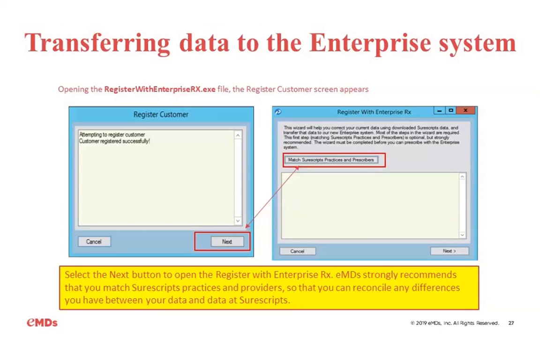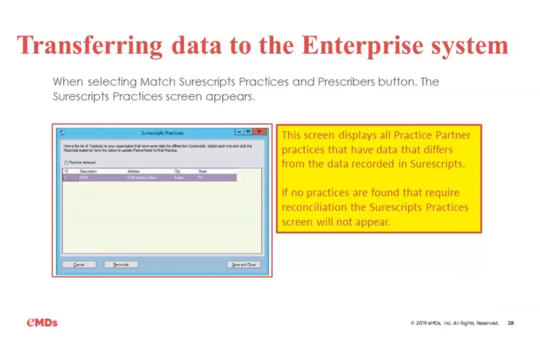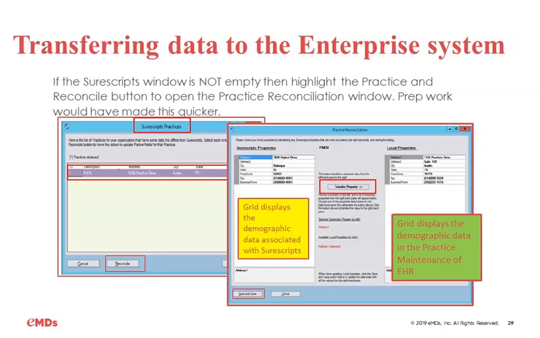On this slide, it shows you clicking next. Then you do the matching. You click the matching button and you go to this, and here's the practice. Then you go next and you get this screen. This screen has on the left what SureScripts has, and on the right screen what you have internally.